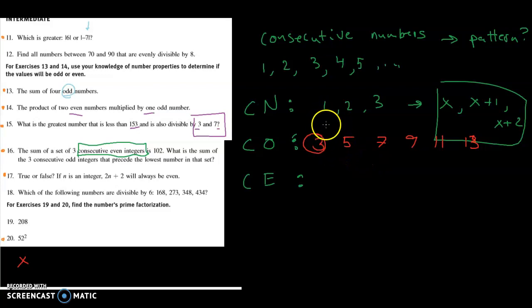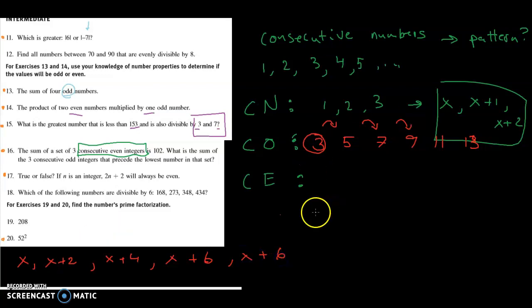The pattern is it increases by 2 every time. To go from 3 to the next one, I have to add 2, then add 2, then add 2, and so on. So my list would look like this: whatever I started with, then the next one is 2 bigger, and the next one is 2 bigger than that, and so on. Hopefully that makes sense. Same thing with evens. I'm not even going to work all this out.